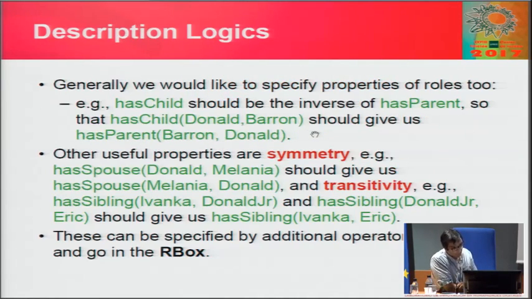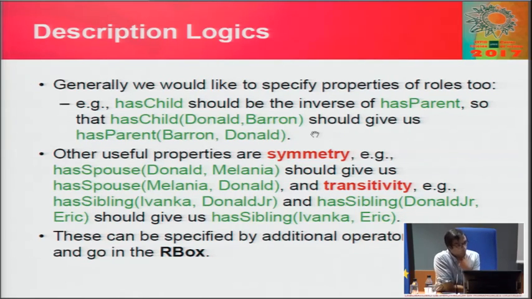And then finally, we would like to specify properties, or roles. So we want to specify different kinds of properties that roles should have. If we have the role has child, then we want it to be the inverse of the role has parent. So, for example, if you have has child (Donald, Baron), then we want to be able to automatically derive the assertion that Baron has parent Donald.